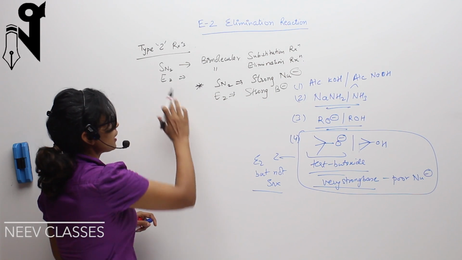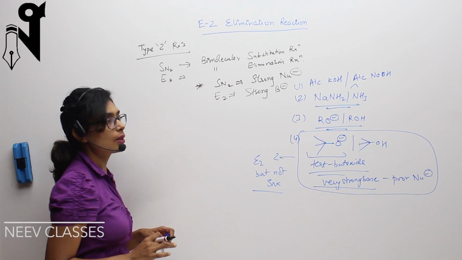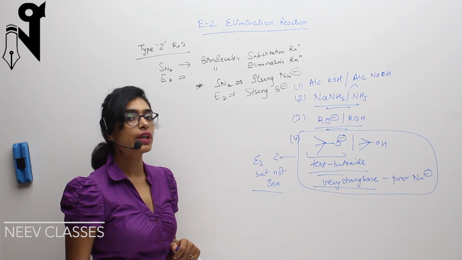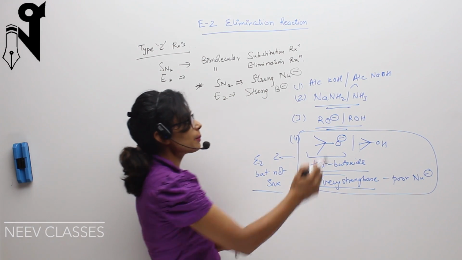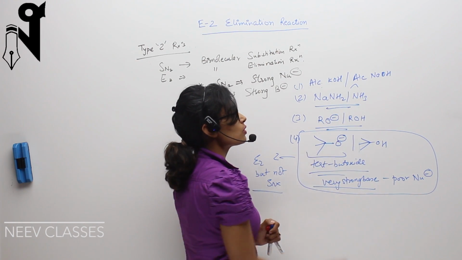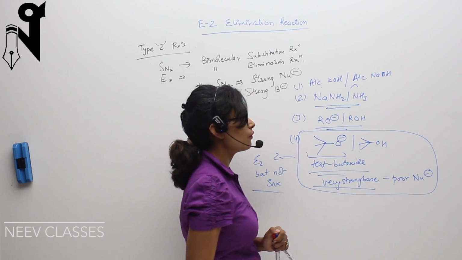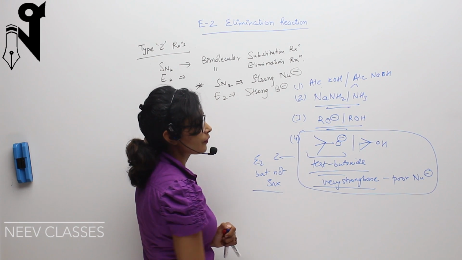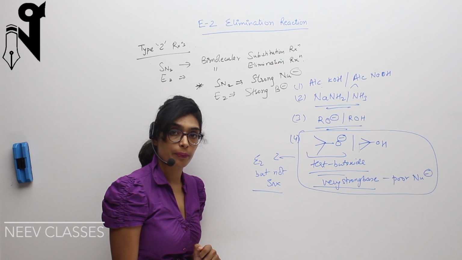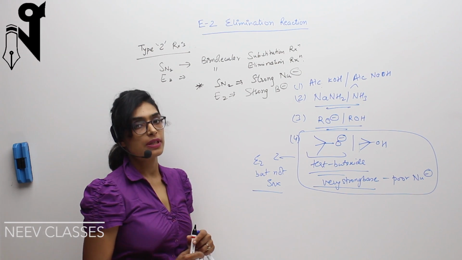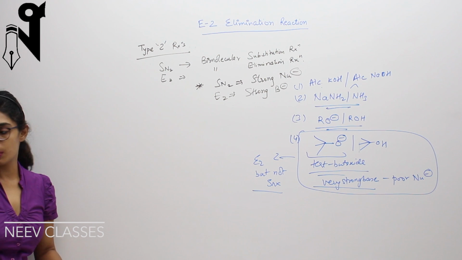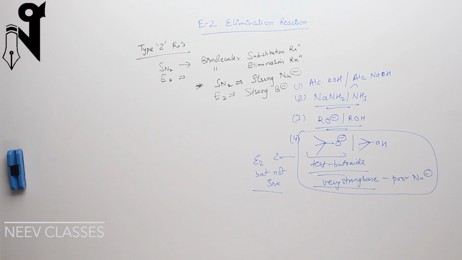So what we have seen is that Sn2 and E2 are both bimolecular substitution and elimination reactions. For Sn2 we require a strong nucleophile. For E2 we require a strong base. The different strong bases we have are alcoholic KOH, alcoholic NaOH, NaNH2 in the presence of NH3, RO minus in the presence of ROH, and tert-butoxide in the presence of tert-butyl alcohol. Okay, so these are very, very strong bases. Now let's see how the mechanism similarity is there between Sn2 and E2.